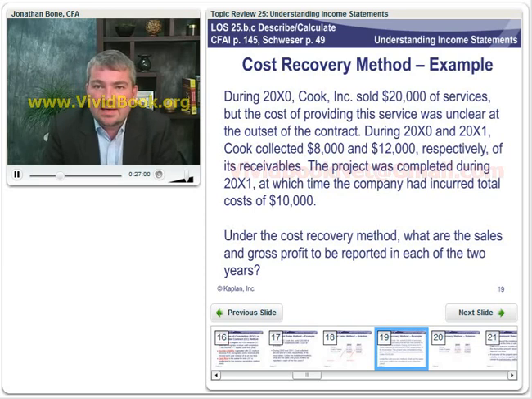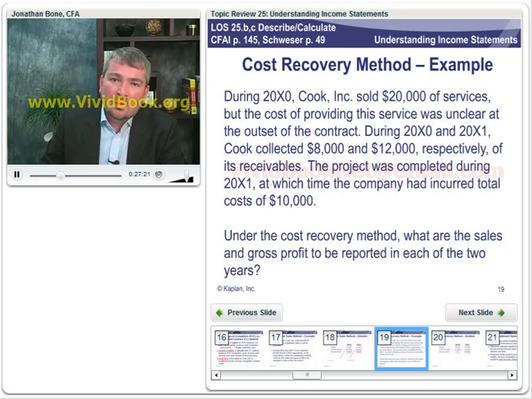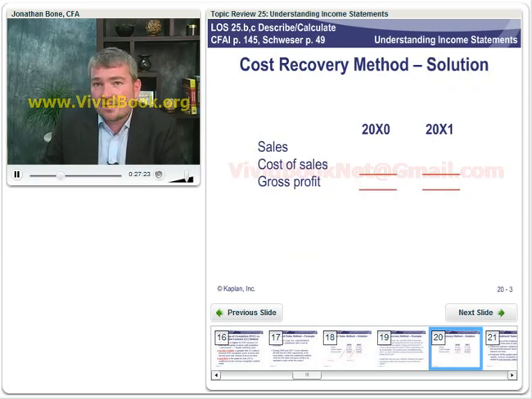Okay, so we didn't know the costs at the outset of the contract. Notice we've received $8,000 in the first year, $12,000 in the second year, just exactly the same way as we did in our previous example. The project was completed during X1, at which time we'd incurred a total cost of $10,000. Okay, so let's have a look at the impact. When we do this, we'll bring in sales exactly the same way as we did with the installment method, i.e. according to the cash we've received in each year.